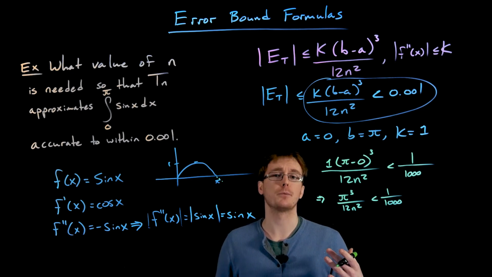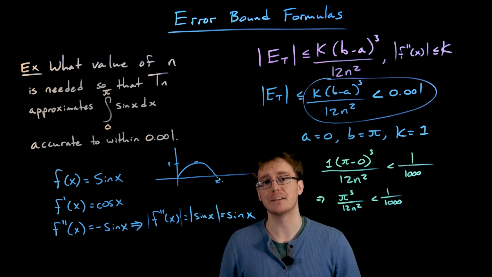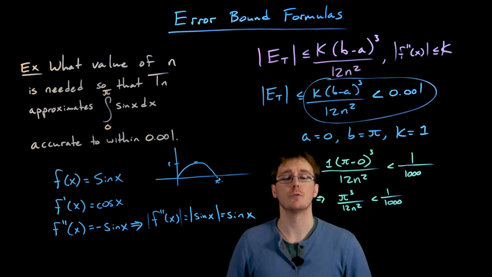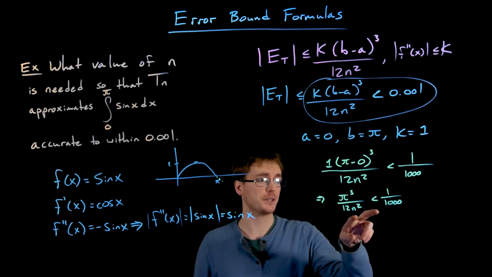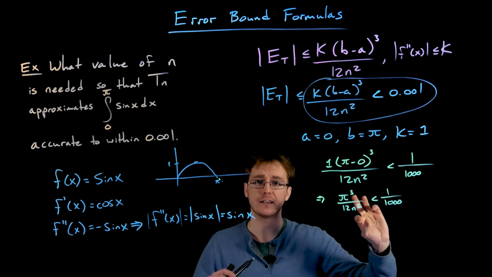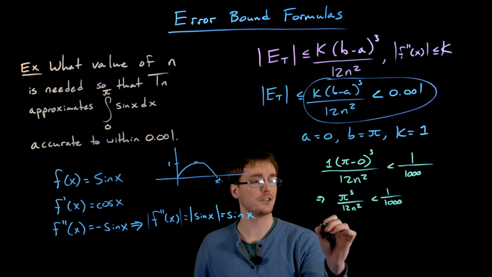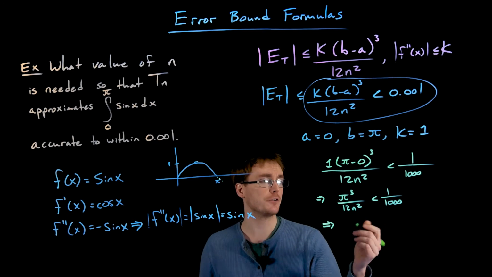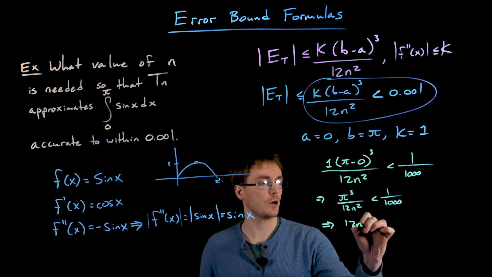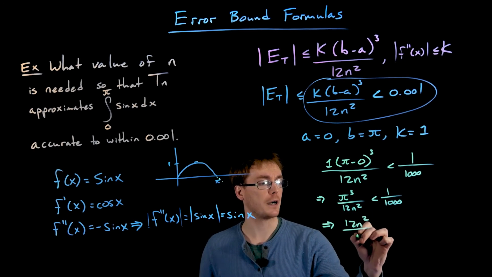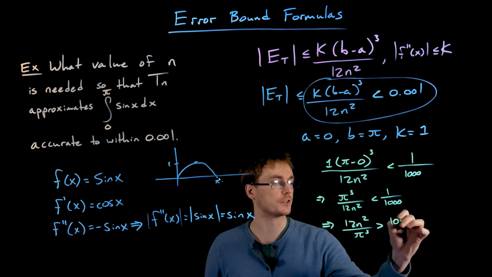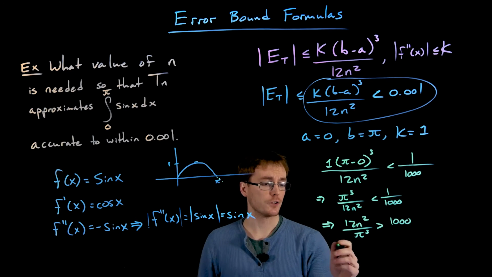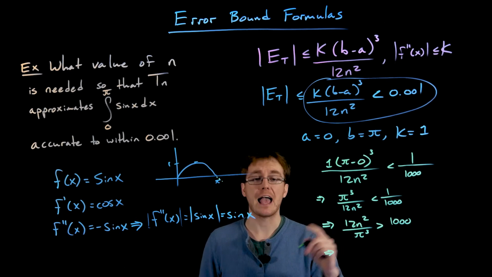And if you multiply or divide your inequality by any negative numbers, that is also going to reverse the direction of your inequality. And so what we're going to have to do here is either think about cross-multiplying or reciprocating both sides of our inequality. Depending on how you view that, you should end up with 12n squared over pi cubed is going to be greater than 1000. All right, so our next step would be to try to get n by itself.